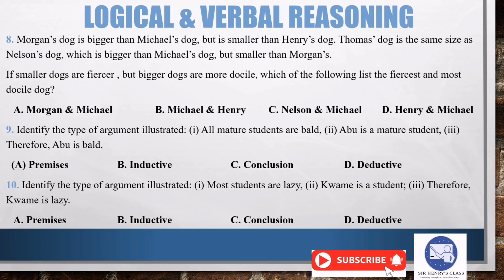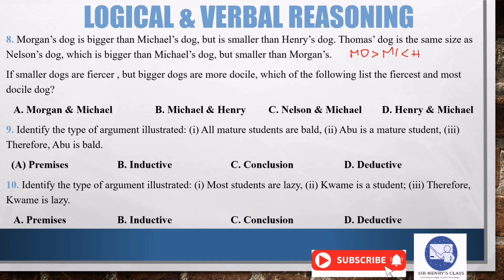8. Morgan's dog is bigger than Michael's dog. So let me represent Morgan by M-O. Morgan's dog is bigger than Michael's dog. So Michael, M-I. But is smaller than Henry's dog. So Morgan, whose dog is bigger than Michael's dog, but that dog is smaller than Henry's dog. So it means that Henry's dog is bigger than Morgan's dog and also bigger than Michael's dog.